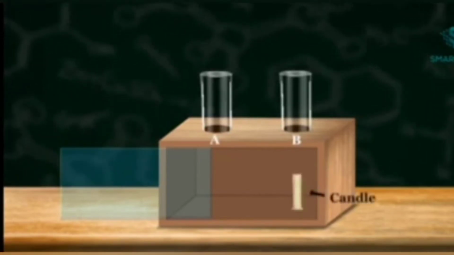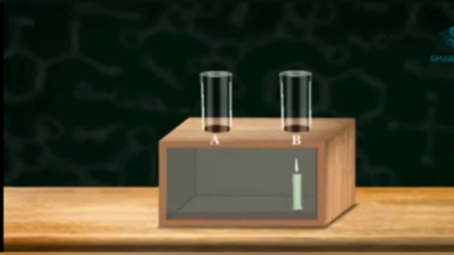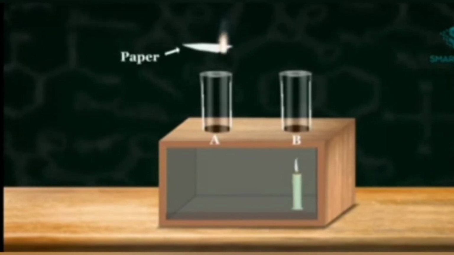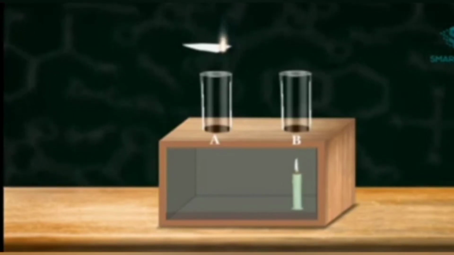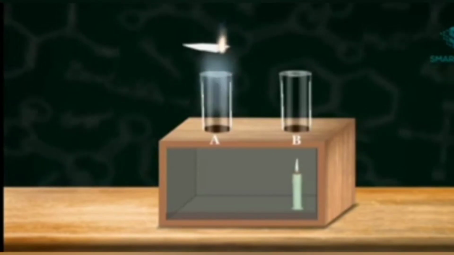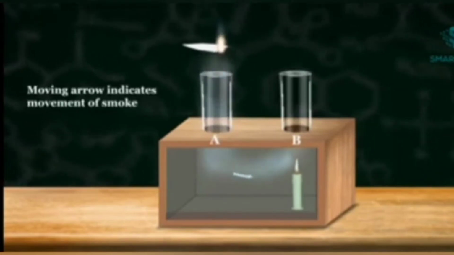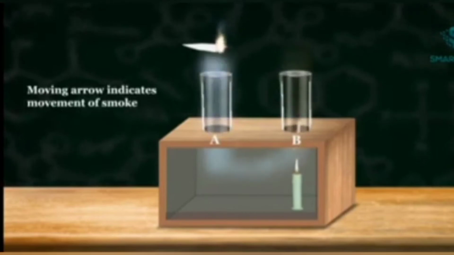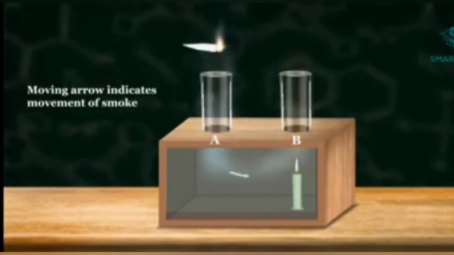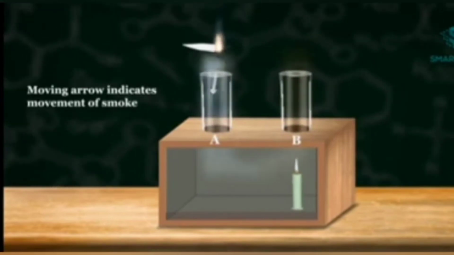Light it and hold a small ring piece of paper over chimney A and observe the movement of the smoke. You will see that the smoke entering the box through chimney A gets heated up by the candle and then comes out of chimney B. This is because the air above the candle is heated and thus expands because it is now less dense than the surrounding air. It therefore rises out of the chimney.